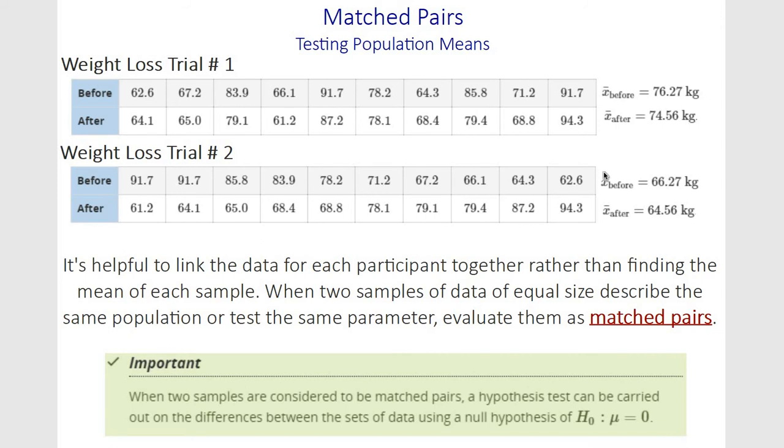But let's think about it, okay? Look at your data, especially in trial number 2. The first person, well, they lost 30 kilograms. That's awesome. But look at the last person. So this last person gained 30 kilograms. So really when I did averages, they kind of canceled each other out.